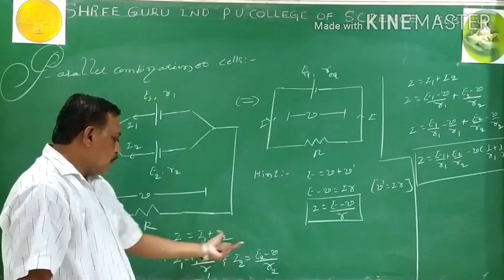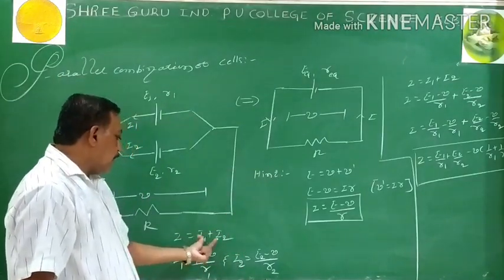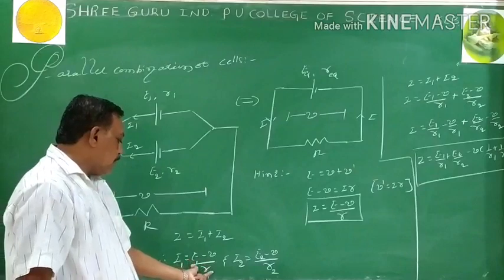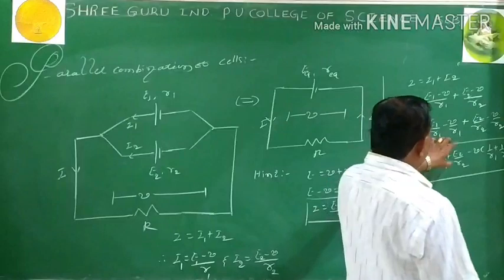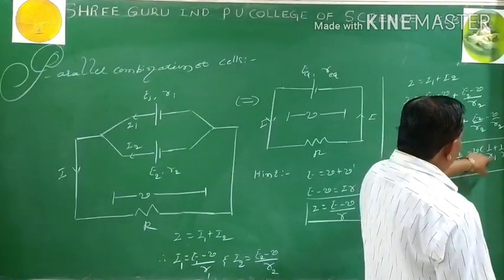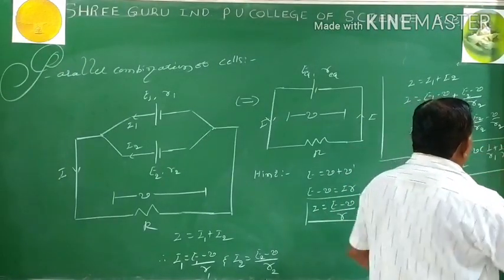Then how to use that hint for I1 and I2? Already I have given the explanation for that. Then substitute these values and make the separation of the main terms. Minus V is common, 1 by R1 plus 1 by R2. I call this equation number 1.